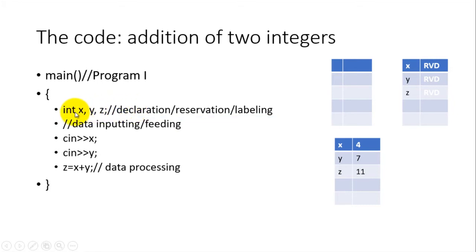In line number three, we are declaring three variables of type integer. One variable, we called it x, another variable, we called it y, and another variable is called z. If we want to understand how this line is working in the computer, look at the right-hand side.